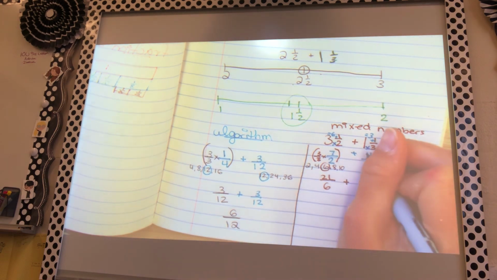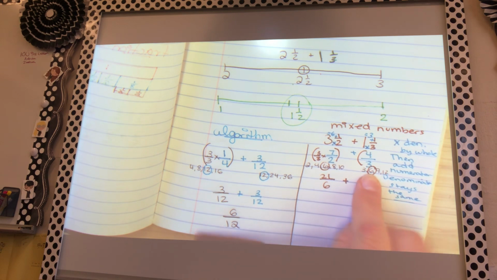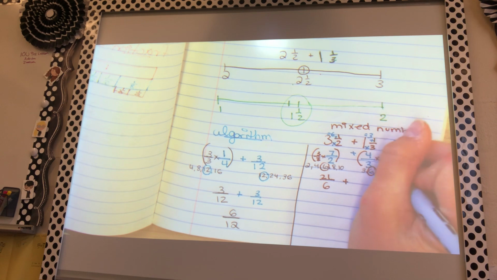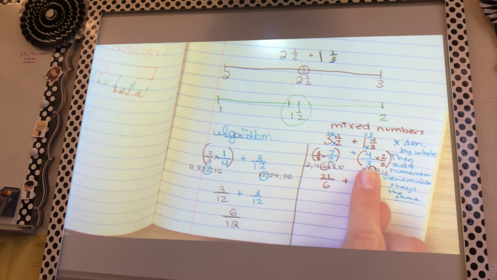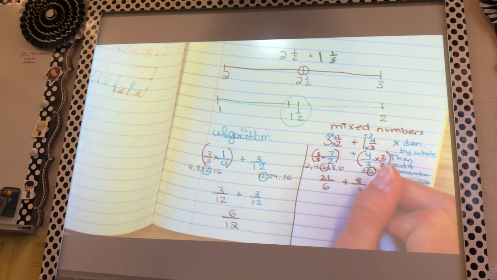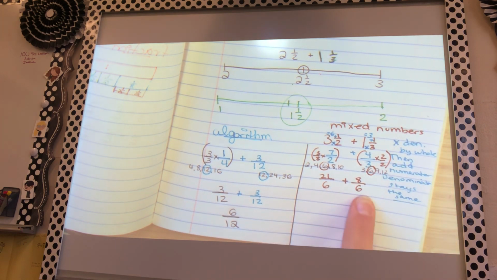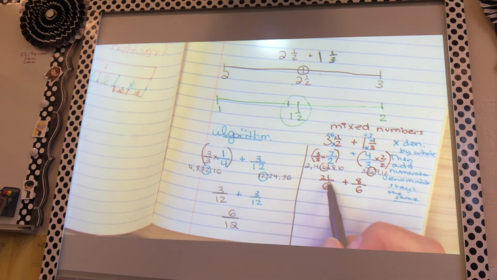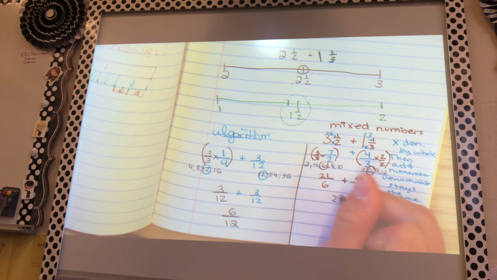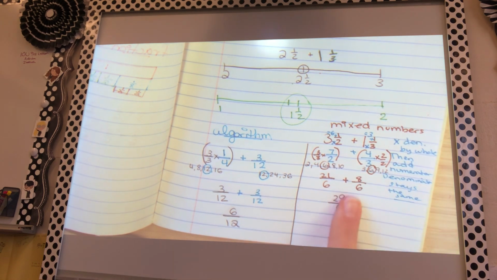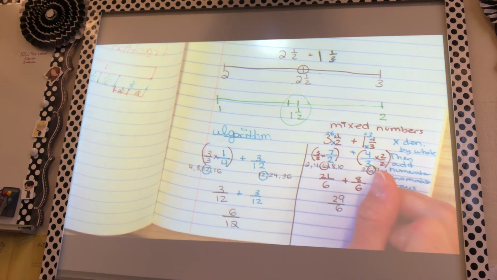Then I have 4 times 2 because it's a second multiple. So that's 2/2, which is 1 whole. 4 times 2 is 8. 3 times 2 is 6. So now my denominators are the same and I can go ahead and add my numerators. 21 plus 8 is 29. And I do not add my denominators. That's 6. So where the numerator is larger than the denominator, this is called a fraction greater than 1.